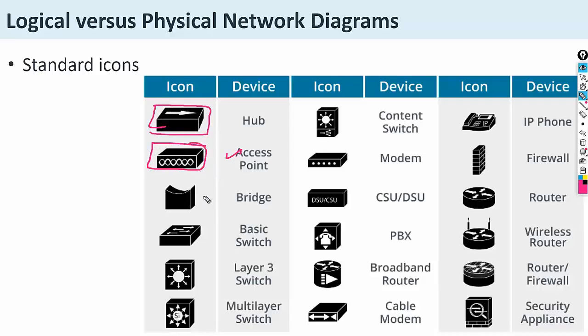Another type of icon is used for the access point, another for the bridge, and another for the basic layer 3 switch. So whenever you see this type of icon, you can understand inside the diagram this is the layer 3 switch, or you can identify that you need to install an access point there. These are the standard icons used to create the diagram.